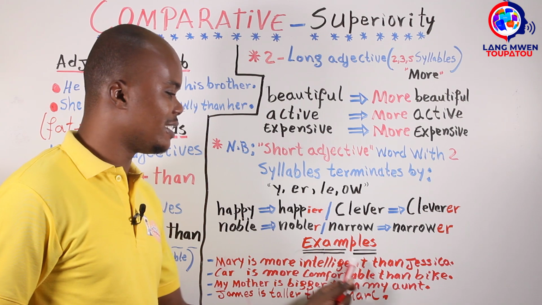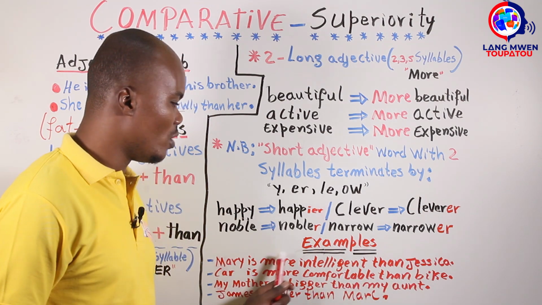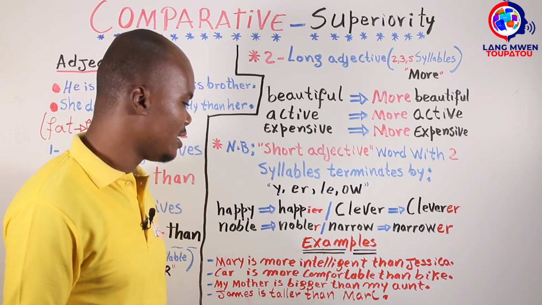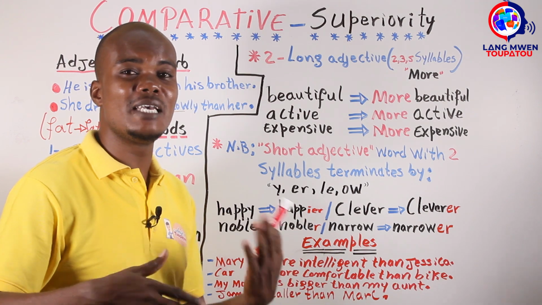More examples to finish. Mary is more intelligent than Jessica. Mary is more intelligent. Intelligent is a long adjective. How many syllables? It has several syllables.